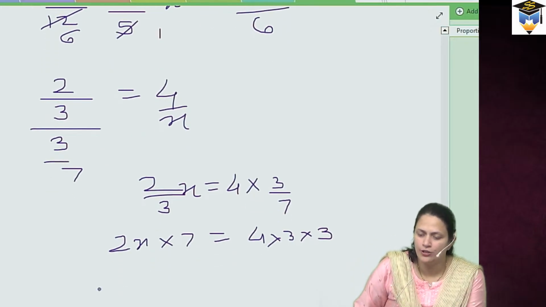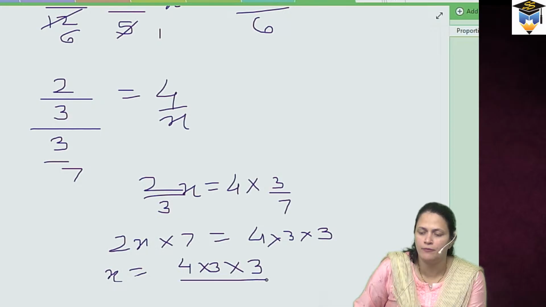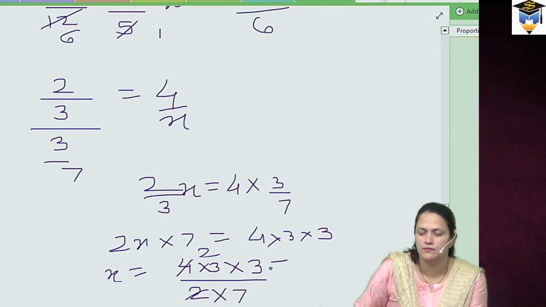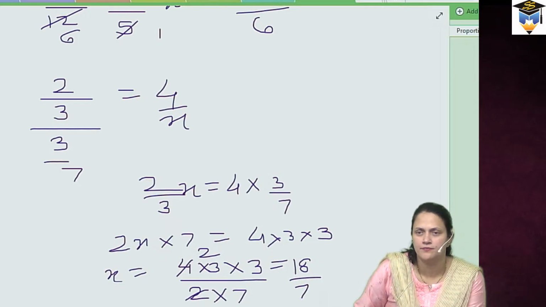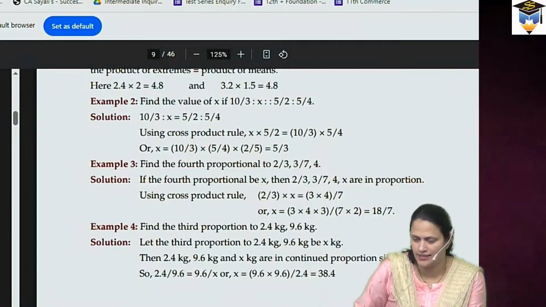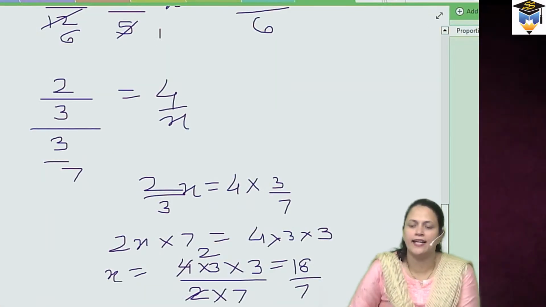Again, in order to find out the value of x, we will keep x on the left hand side and take the numbers to the right. So whenever the numbers are in the numerator and we are changing the side, remember, they will go to the denominator. Answer is 18 by 7, is it? Yes. The correct answer is 18 by 7.